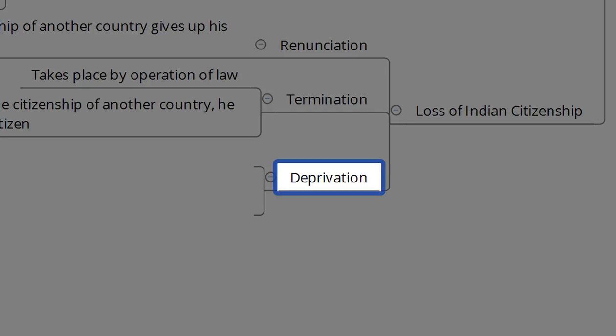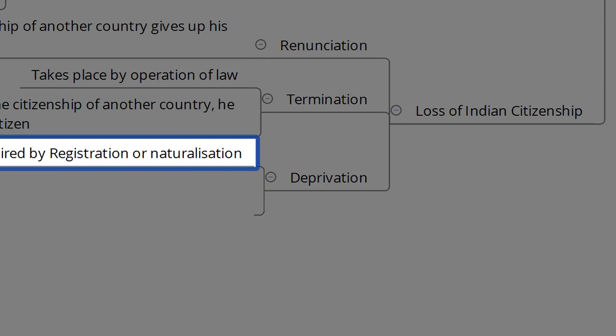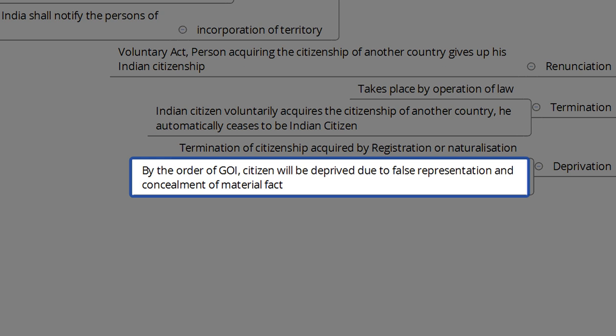And last but not the least is the deprivation method. This is a termination of citizenship acquired by registration or naturalization. Only persons who have got citizenship through the registration method or naturalization method will be subjected to this deprivation treatment. So the person has given some false representation, or maybe he has hidden some material facts. So those persons who have acquired citizenship through these malpractices will lose the citizenship of India, that too by the order of the Government of India.